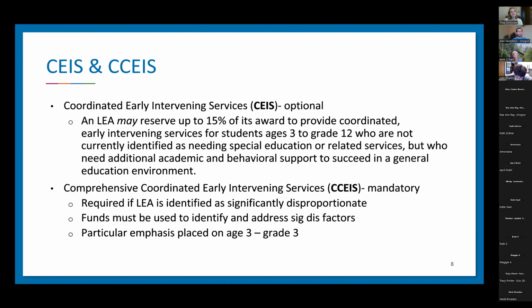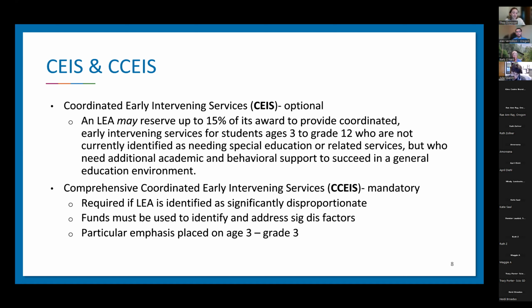CCEIS is the same thing. It's that same 15% of your award, used for those same purposes, but it is required if your district is found significantly disproportionate. That doesn't happen super often, so there's a good chance your district has never been identified and you might not be familiar with what that is. If you'd like to come to our training on that, we will talk about it a little bit more.